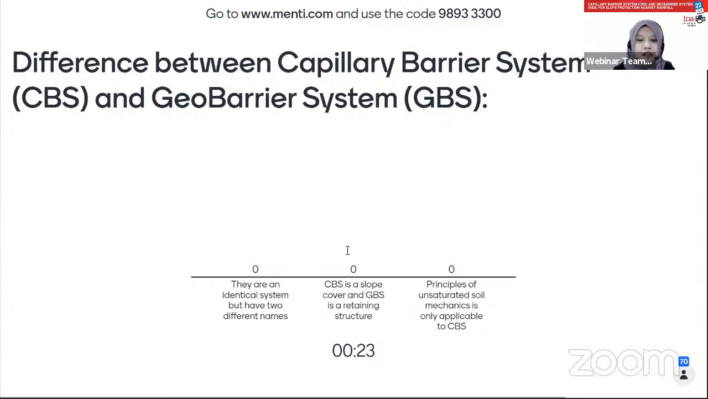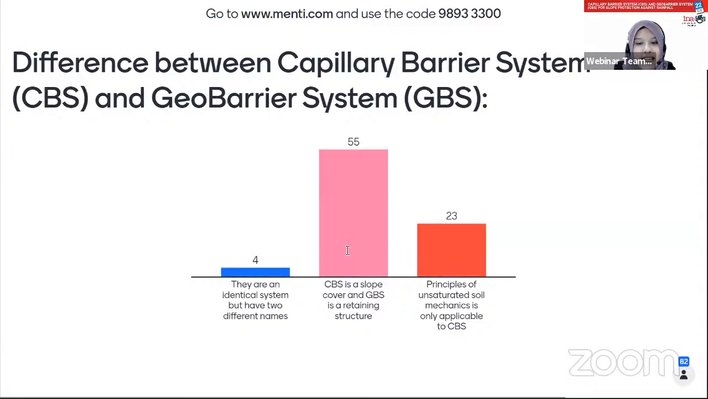You have roughly 20 seconds to answer the questions, but remember, if you answer faster, you will get more points. So is it the first option, the second option, or the third answer? 10 more seconds. 5, 4, 3, 2, 1, time's up. Let's see, the correct answer is the second option. CBS is a slope cover and GBS is a retaining structure.